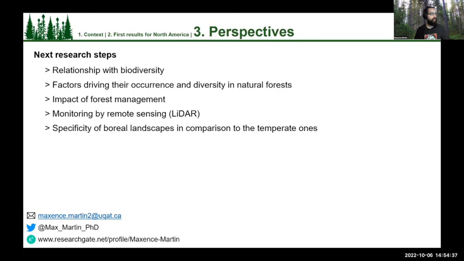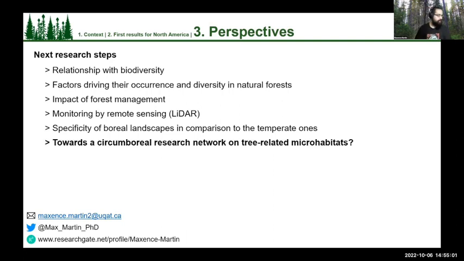In addition, maybe we need to try to understand if there are some specificities of tree-related microhabitats in boreal landscapes in comparison to temperate ones, because the current knowledge on the subject, as I said before, is mostly from temperate forests. So we need to be sure if they can be compared or if there are some specificities in boreal landscapes. So overall, what we need to do in the next years is to expand the research on tree-related microhabitats in boreal landscapes.